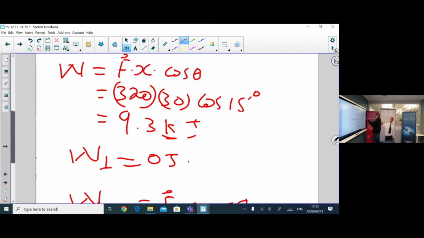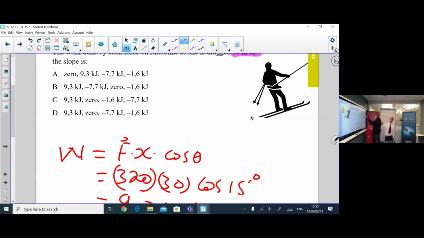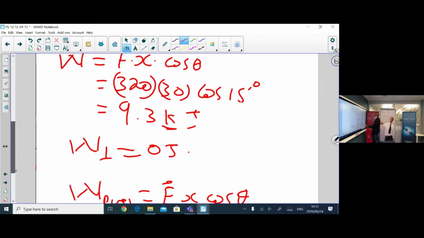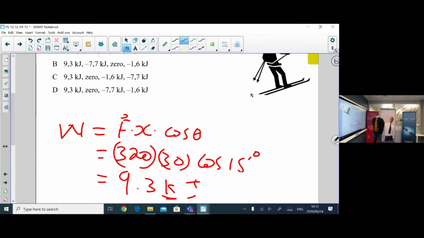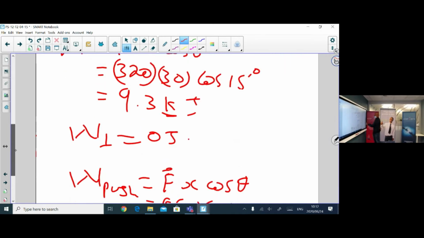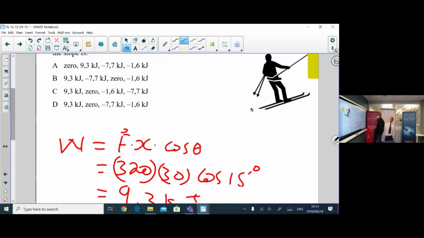Okay, if you have these three, you can see that which one? Number A is out. Number B is also out because the second one is perpendicular, supposed to be 0. Okay, the third one is 0 and minus 1.6. Obviously, here we have minus 7.7 kilojoules. The answer there is number C.